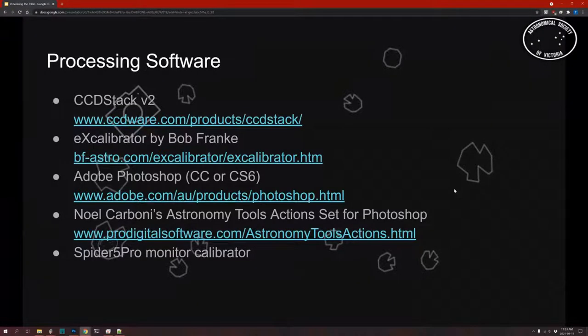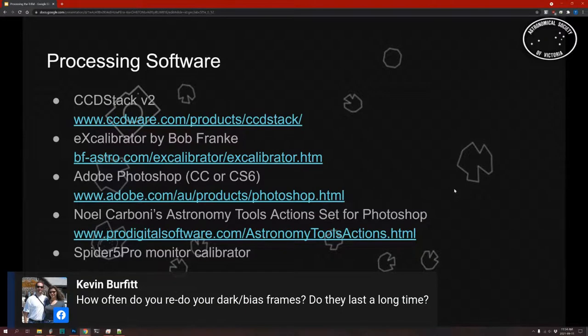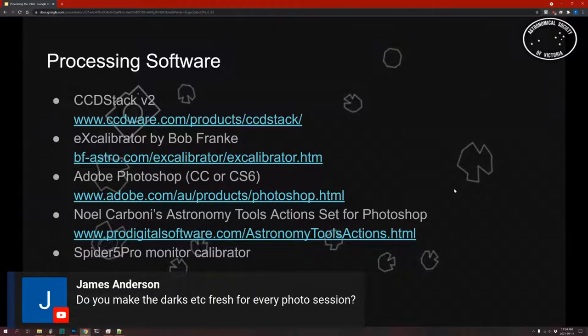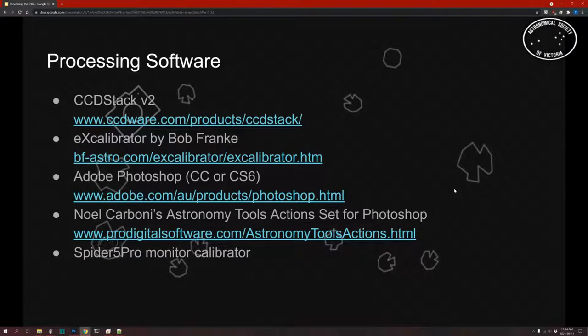Just before you continue, Tom, Kevin wants to know, how often do you redo your dark and bias frames and do they last a long time? It's a similar question to what James had of, do you make the darks, et cetera, fresh for every photo session? I can answer that. Yep, go for it.